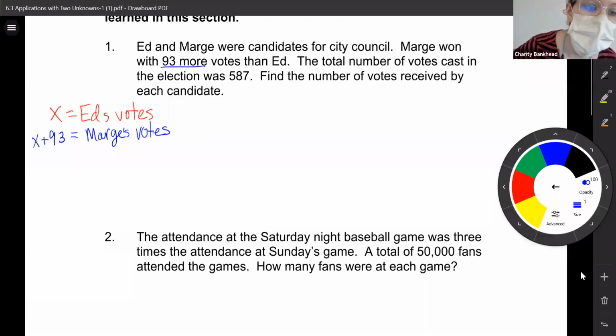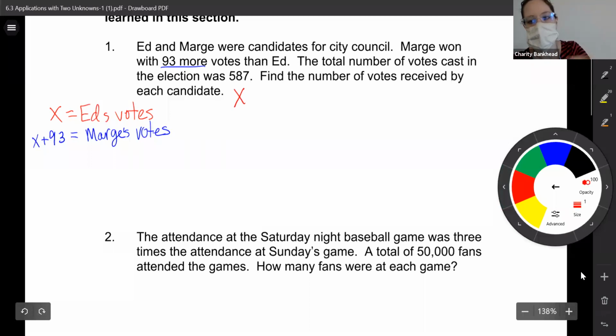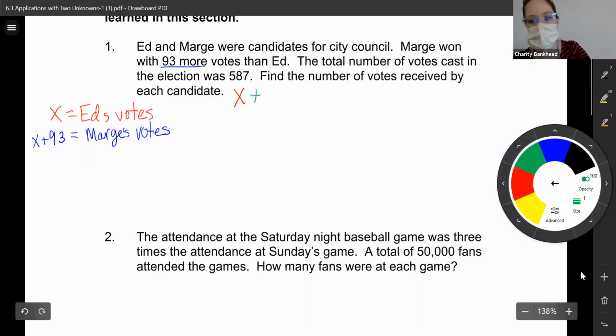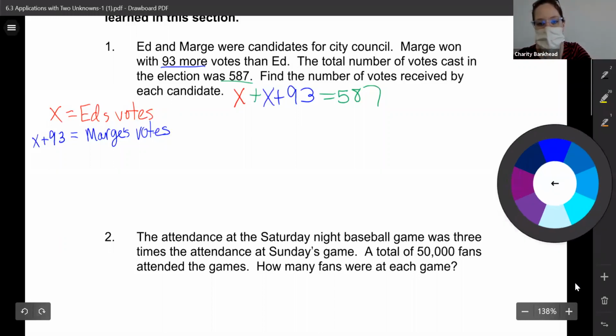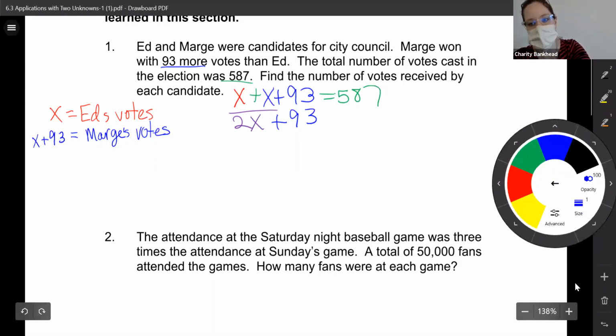All right, and the total number of votes is 587. So the number of Ed's votes, X, plus the number of Marge's votes, X plus 93, equals 587. And so then we can solve this. We can add X plus X equals 2X. So 2X plus 93 equals 587.